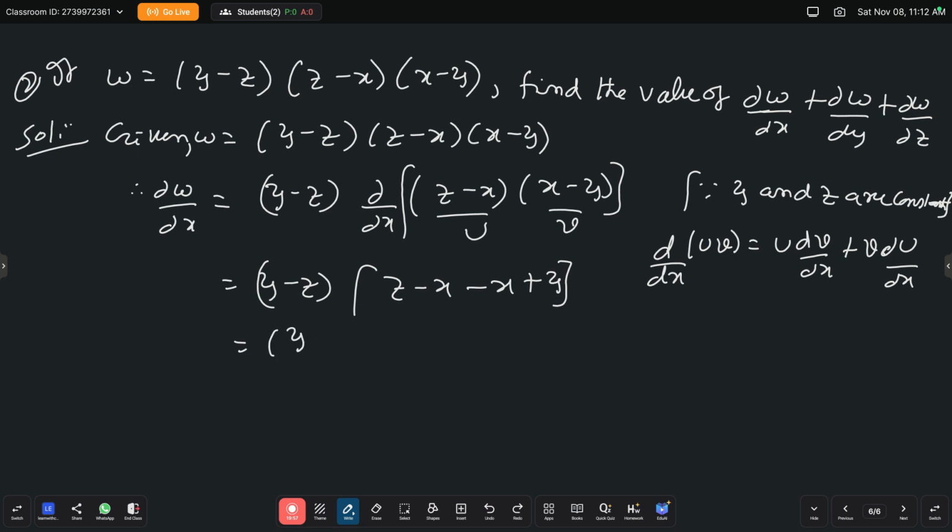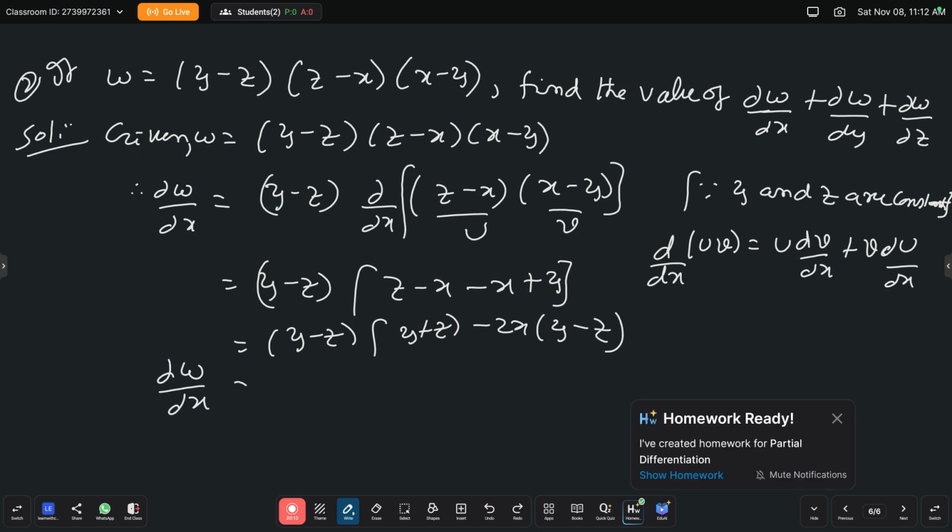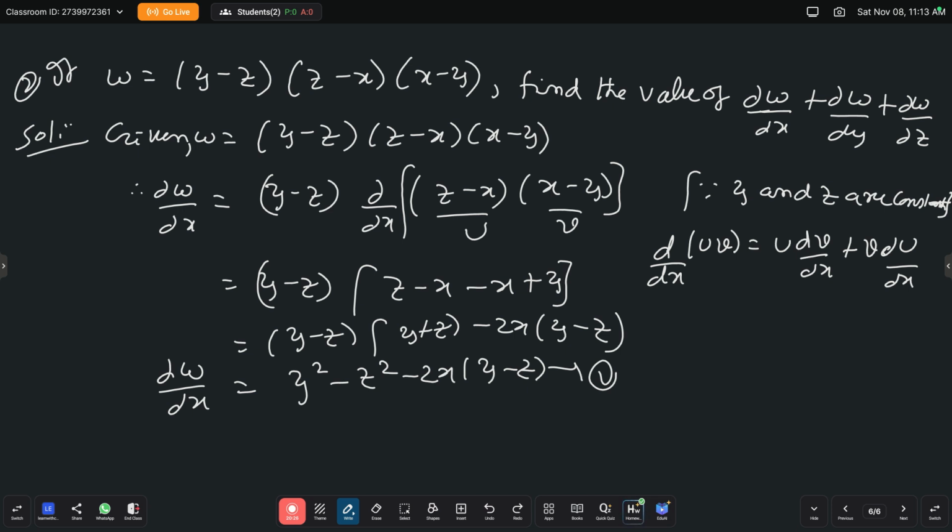Now simplify: (y minus z) into (y plus z minus 2x). Now the simplified ∂w/∂x equals y square minus z square minus 2x into (y minus z). So that is equation 1. So using the UV form, the ∂w/∂x value is y square minus z square minus 2x into (y minus z).